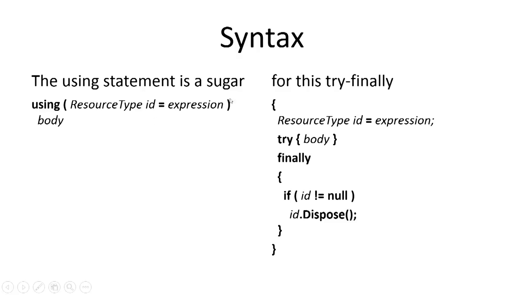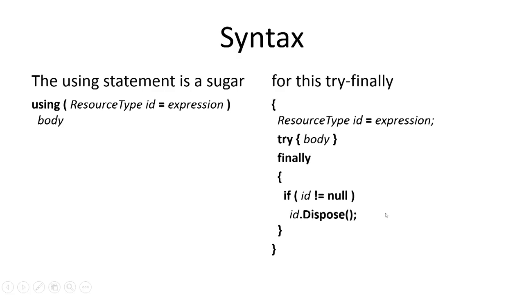The using statement is a sugar for this try finally. So if you see this code, then what the compiler is actually going to compile is it's going to create a block. It's going to create a local variable of this type, initialize it, put the body into a try, and then make a finally that checks to see if the resource is null, and if the resource is not null, then to dispose it.